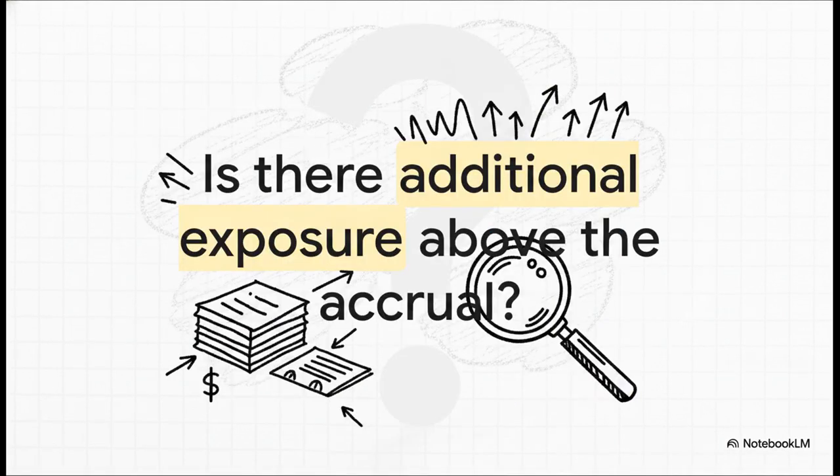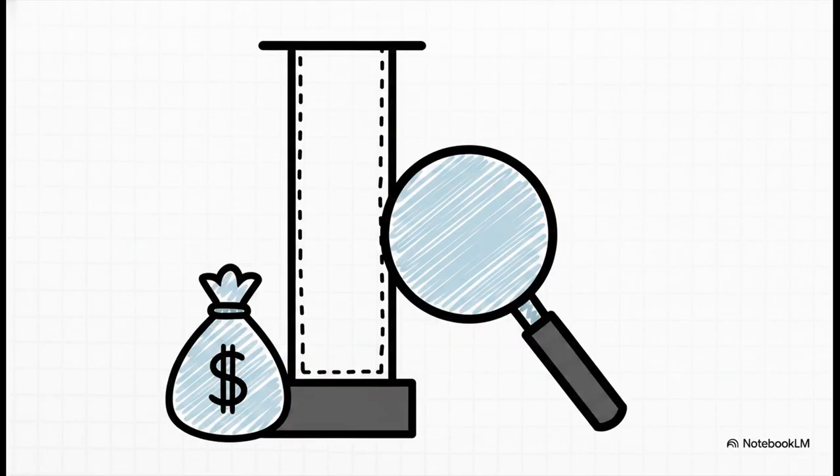Finally, we hit Step 4. Is there additional exposure above the accrued amount? This is all about full transparency for whoever is reading your financial statements. I want you to think of it like this. That accrued amount you just slapped on the balance sheet, that's just the floor.